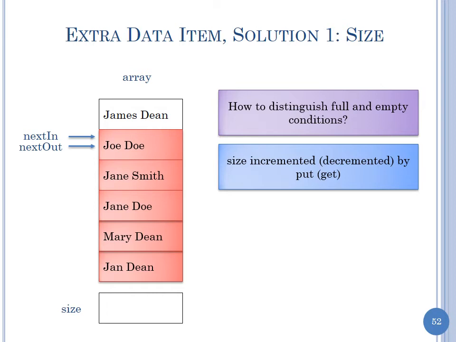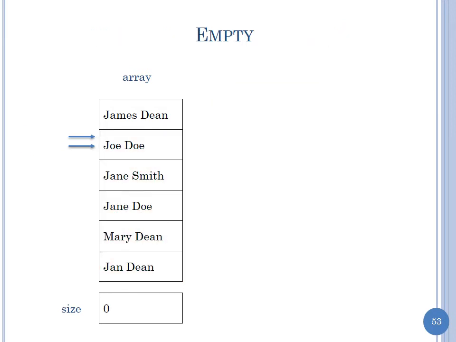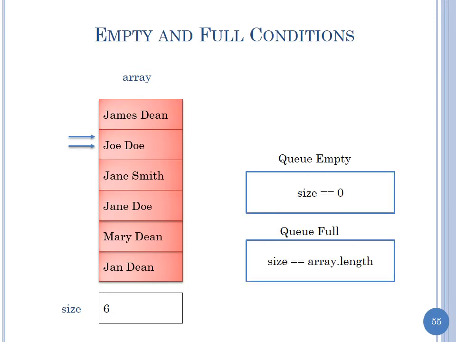And here's the counter solution that you talked about. We'll create a new data structure called size, which indicates how many items there are. When it's empty, size is 0, and when it's full, size is the length of the array. So even though in both cases next in is equal to next out, size can distinguish between the two. Our queue empty condition is size equals 0, and the queue full condition is size equals array dot length.